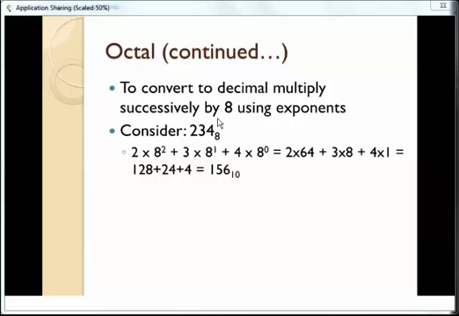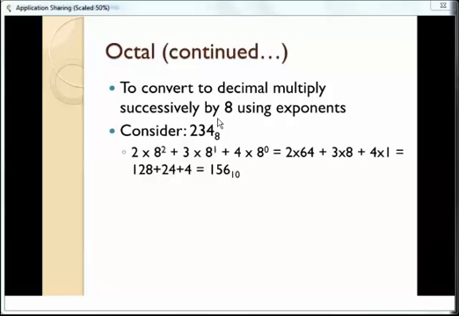So performing the individual operations, 2 times 8 to the second power will be 128, plus 3 times 8 to the first power is 24, plus 4 times 8 to the 0 power, again using any number to the power of 0 is always going to be 1. So this brings us to 128 plus 24 plus 4, which gives us a final value of 156 base 10.